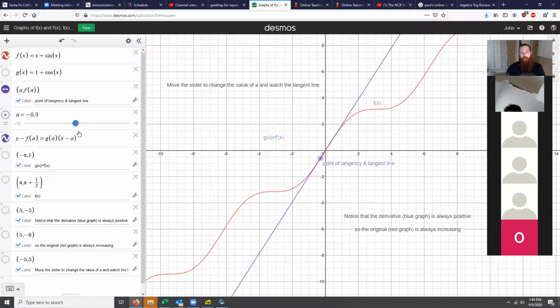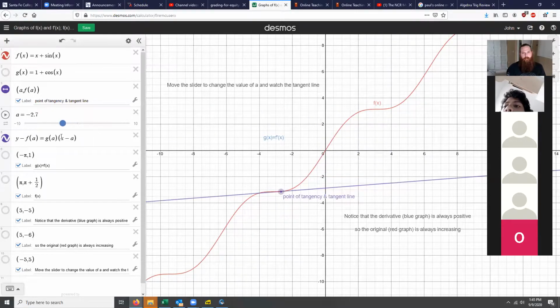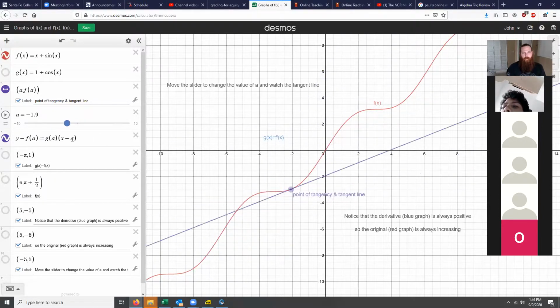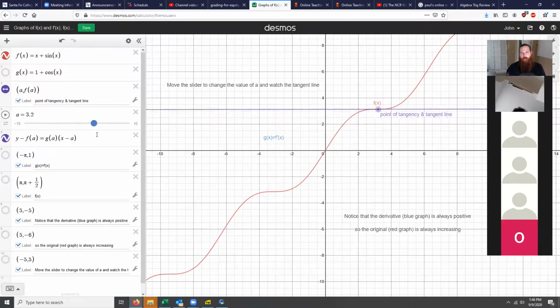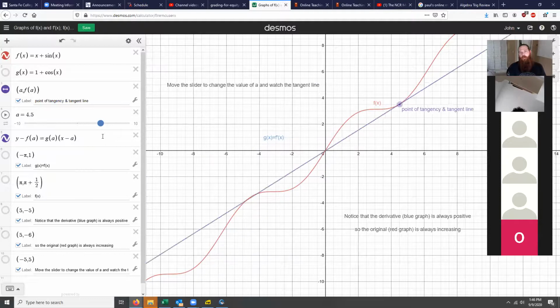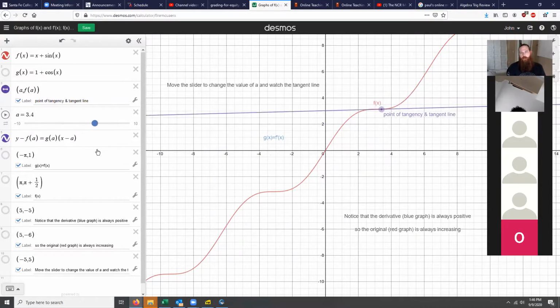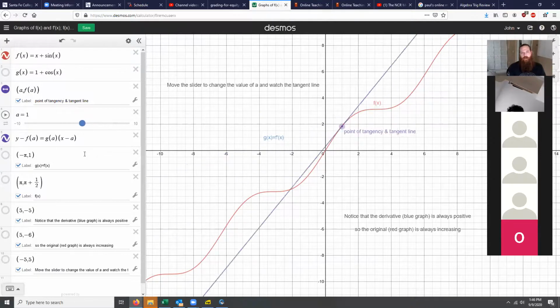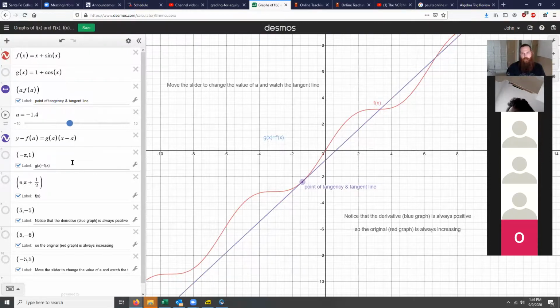So the purple is the tangent line, and the red is the function that we're looking at. Don't worry about any of the text for now. Just look at the purple and the red. So the tangent line always looks like this. If the tangent line is horizontal, that means the function isn't going up or going down. If the tangent line is sloped positively, that means the function is going up or increasing there. Here, the tangent line is never sloped down. It's always either horizontal or sloped up. But this is what tangent lines look like. So when you're calculating the equation of the tangent line for a function at a point, you're finding this purple line.